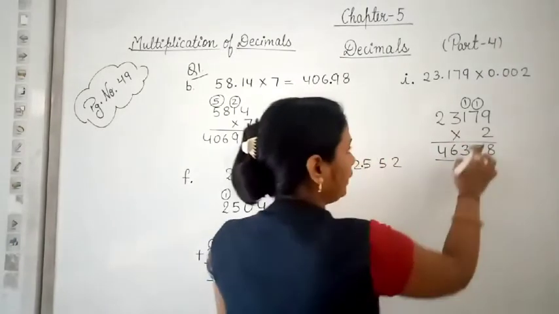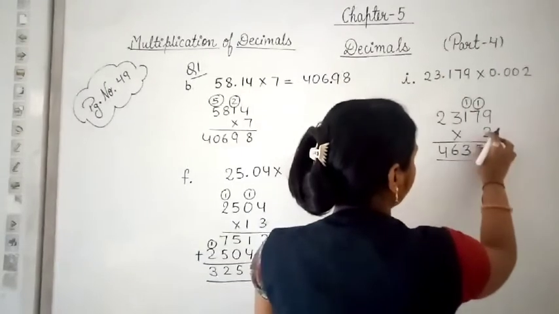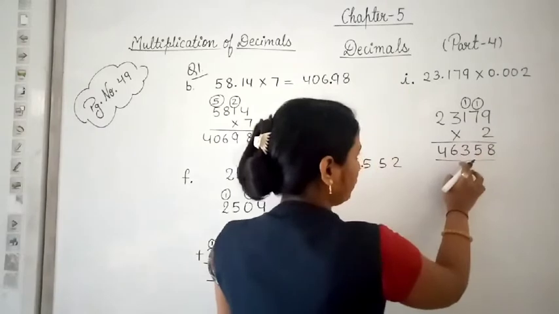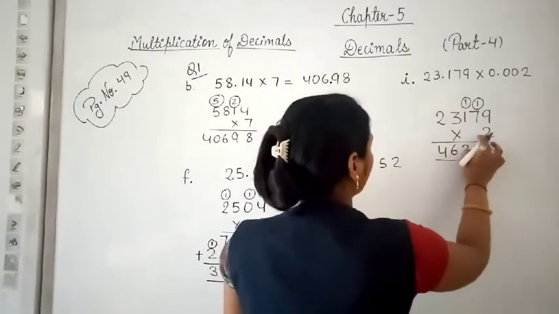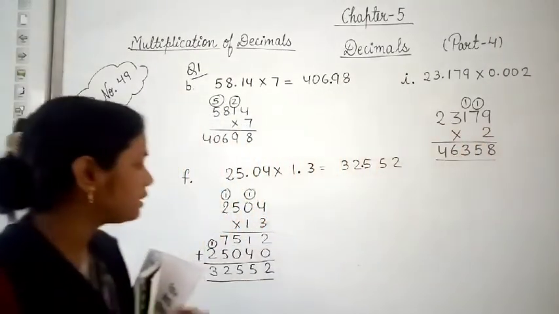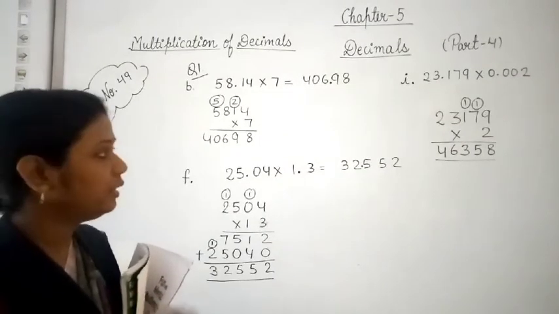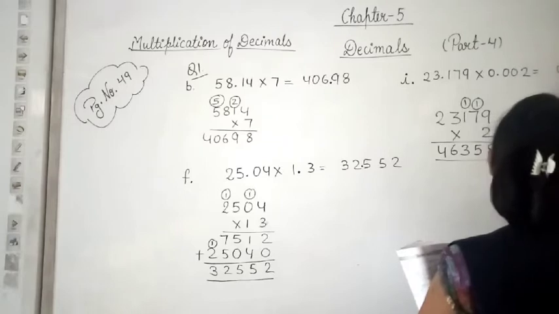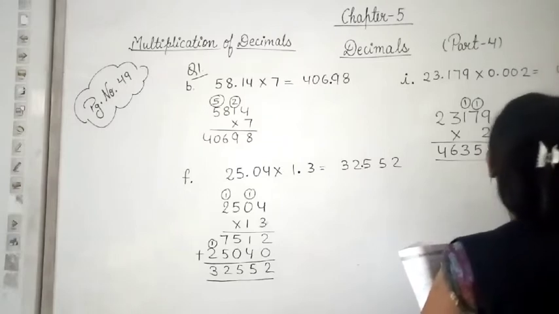So let me check again. 2 times 9 is 18. 2 times 7 is 14, plus 1 is 15. 2 times 1 is 2, plus 1 is 3. 2 times 3 is 6. 2 times 2 is 4. So our multiplication is correct. Now we have to write the answer: 4, 6, 3, 5, 8.